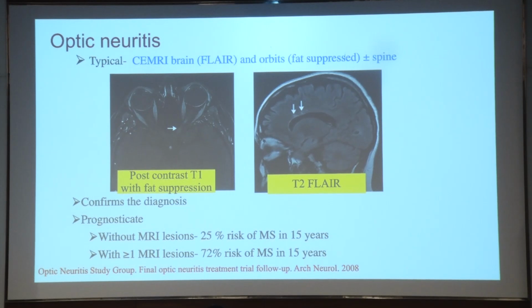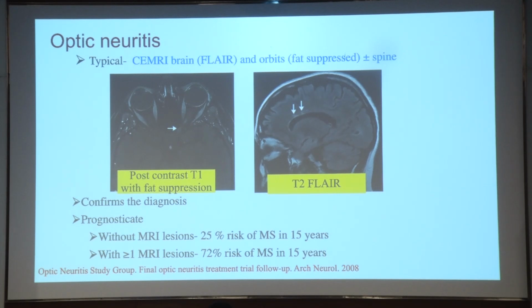Now coming to each of these indications in neuro-ophthalmology. First is a case of optic neuritis. If the patient has very typical features of optic neuritis, you can go ahead with a contrast enhanced MRI of the brain, FLAIR images, and orbits, fat suppressed images. Then what you see on the post-contrast enhancement of the optic nerve confirms the optic neuritis. And on T2, you see these hyperintensities. So these are your demyelinating lesions. This imaging not only helps you to confirm the diagnosis, but also helps you prognosticate the case.